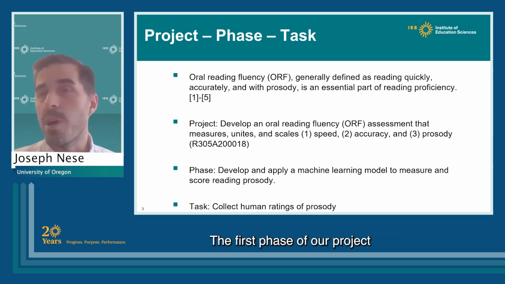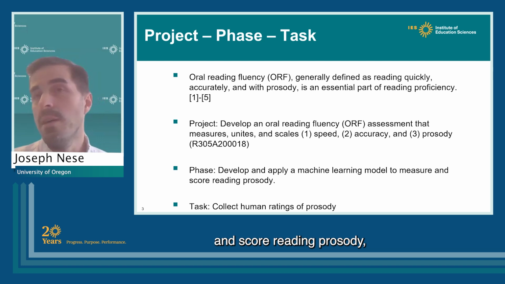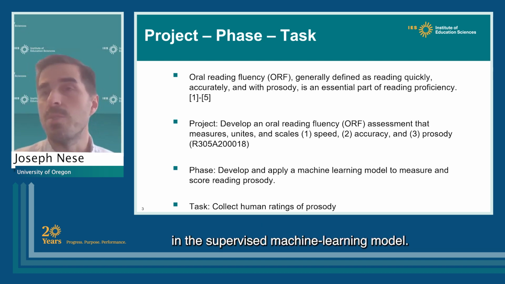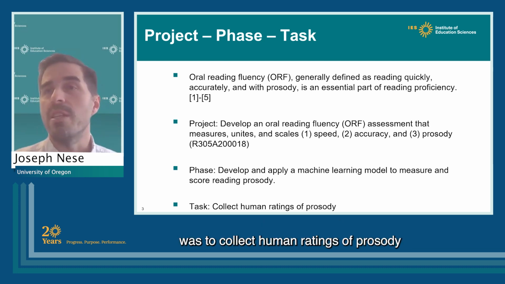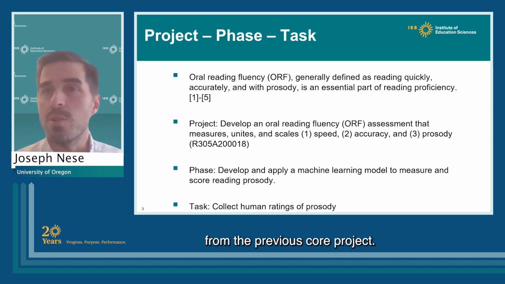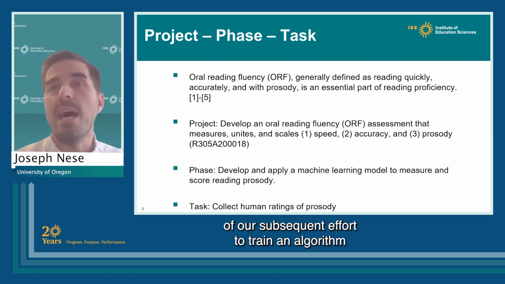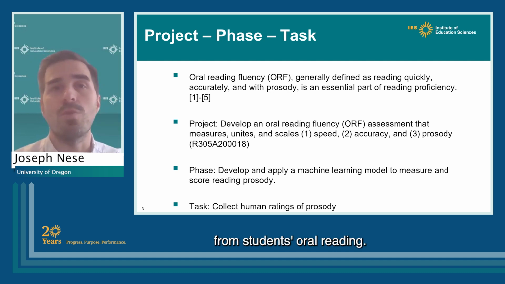The first phase of our project was to develop a machine learning model to measure and score reading prosody. But in order to do that, we first had to collect human prosody scores to serve in the supervised machine learning model. Thus, the purpose of the task I will talk about today was to collect human ratings of prosody from a sample of existing ORF audio recordings from the previous CORE project. These human prosody scores would then serve as the basis of our subsequent effort to train an algorithm that could be used to automatically generate prosody scores from students' oral reading.